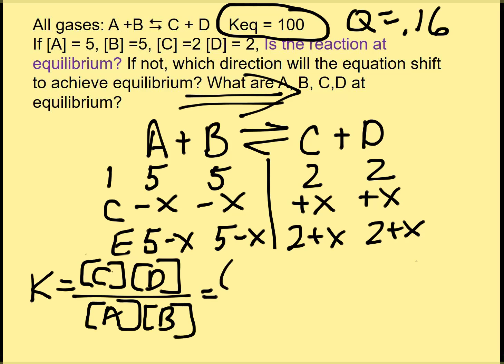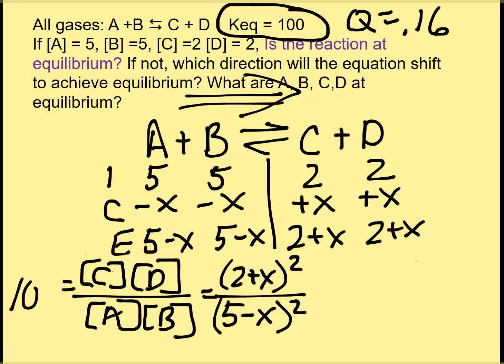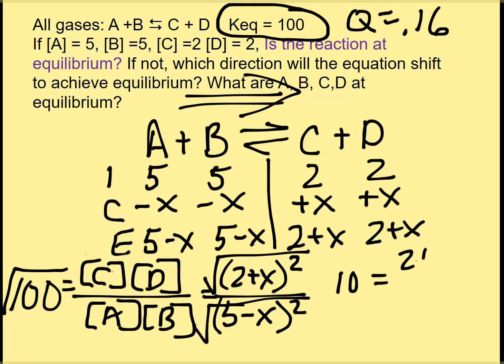And plug in everything. So I have 2 plus x times 2 plus x, so (2 + x) squared. And at the bottom I have 5 minus x times 5 minus x. So I'll just write it that way. And we do know what our K is. K is 100. So to solve for this, I'm going to take the square root. And I get 10 is equal to (2 + x) divided by (5 - x).